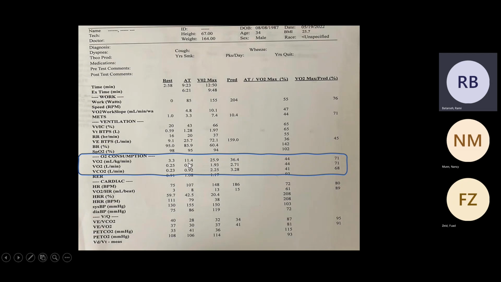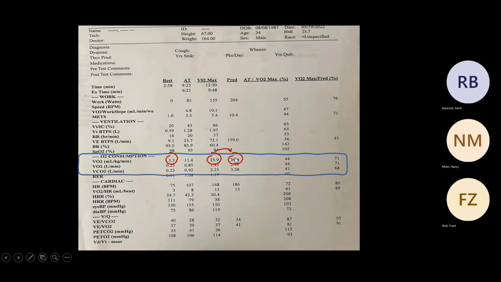Okay. 3.3, 11.4, 25.9. We have a predicted VO2 for this patient, which is according to his age, weight, and everything, that his predicted is 36.4. That's his predicted, okay? Is it clear till now? So the next step I need to look at, after I looked at the rest, is the one at the maximum. What did he do at the maximum? So at maximum here, he did 25.9. That's the maximum. That's the first thing we look at. And I need to look at this maximum out of the predicted.